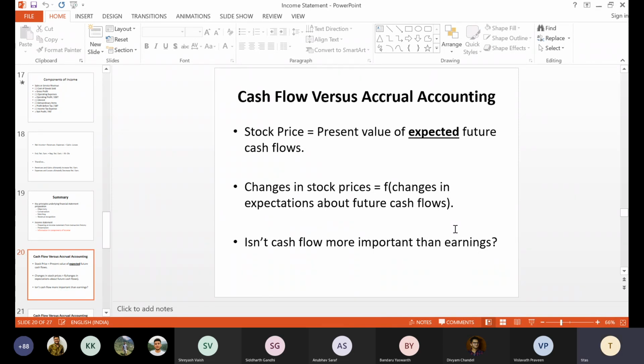Present value of expected, here see, it is not written expected future earnings or expected future profits. It is expected future cash flows. Now when we talk about valuation, there are different methods of valuation. So present value of expected future cash flow is your discounted cash flow valuation. Okay. Now changes in stock prices is changes in expectations about the future cash flows. So the emphasis is more on cash flows.